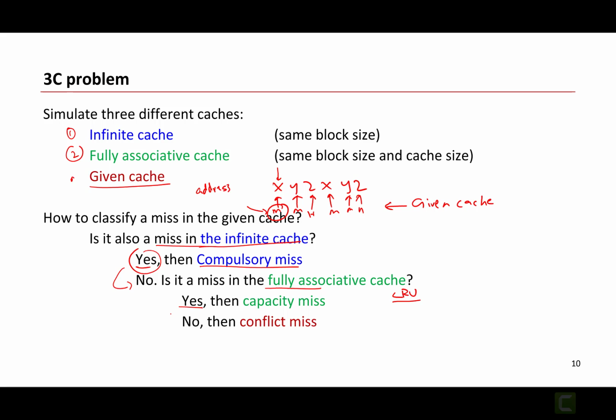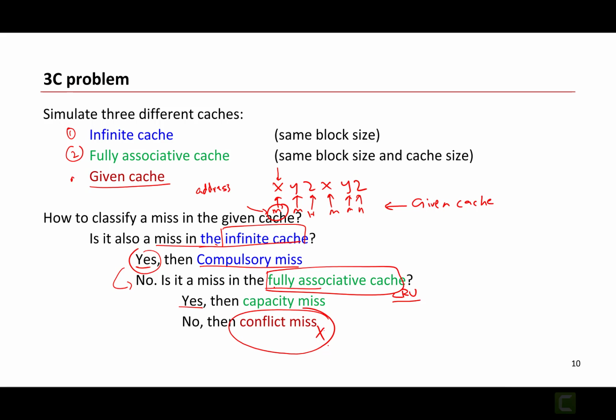All right, so now let's say you found out that the miss in the given cache is not a miss in the infinite cache and not a miss in the fully associative cache. Then you're left with only one choice, which is the conflict miss. It's not a capacity miss, because it was actually a hit in the fully associative cache. The reason you ended up with a miss is because you reduced the associativity to something smaller, maybe a 2-way, 4-way or 8-way set associative cache. And so if you were to increase the set associativity, then maybe you may be able to get rid of this miss.